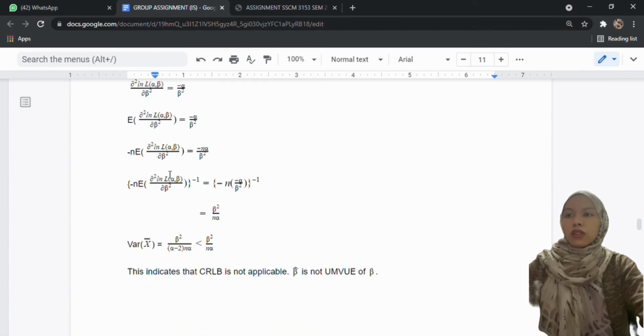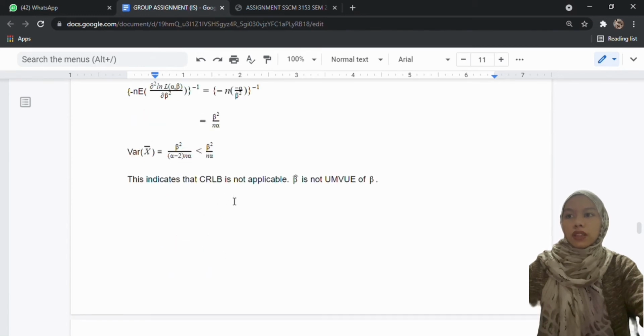Okay, we need to raise it to the power of negative 1. We get beta squared over n alpha. So what we have, var(x bar) is equal to beta squared over n alpha, and alpha minus 1 is less than beta squared over n alpha here. So we can conclude that this indicates that the CRLB is not applicable and beta hat is not the UMVUE for beta.